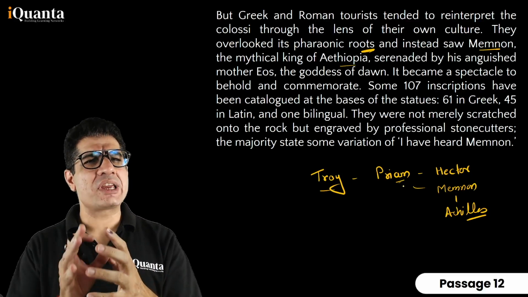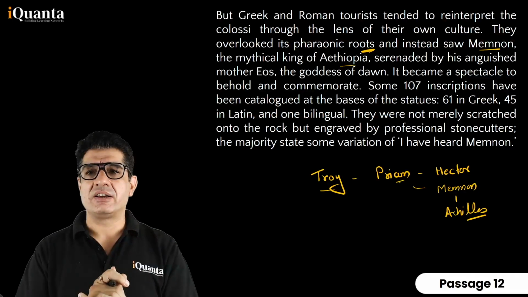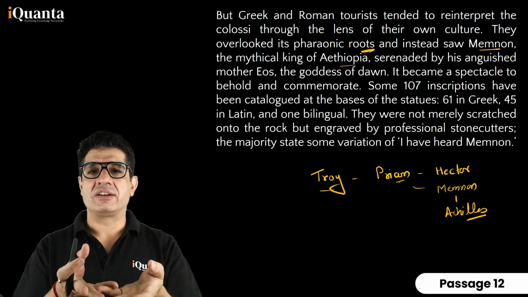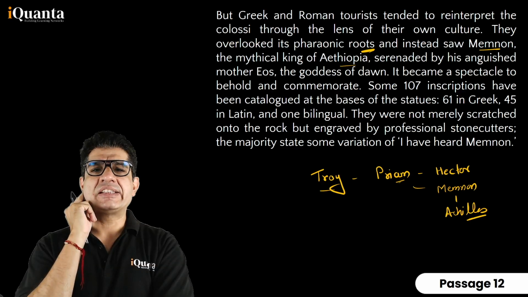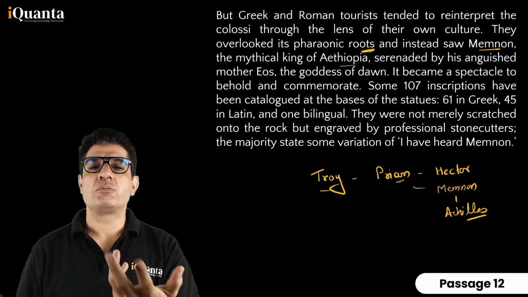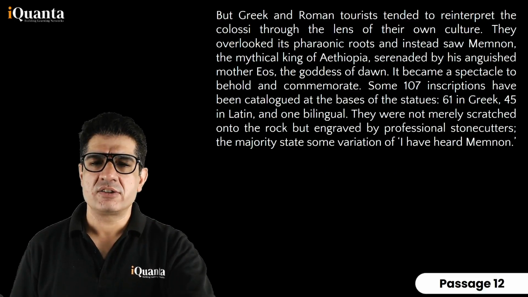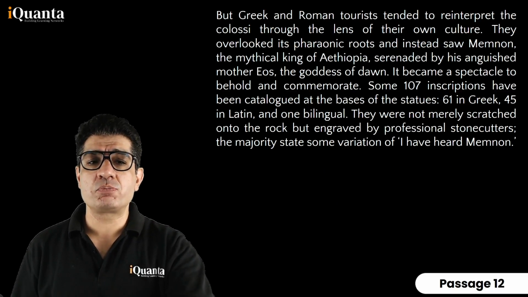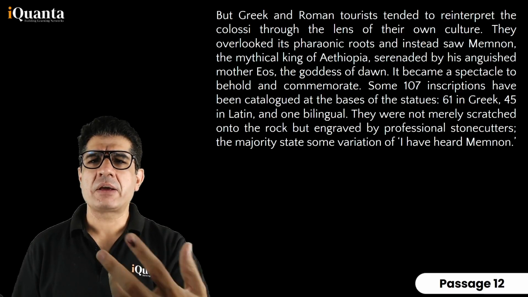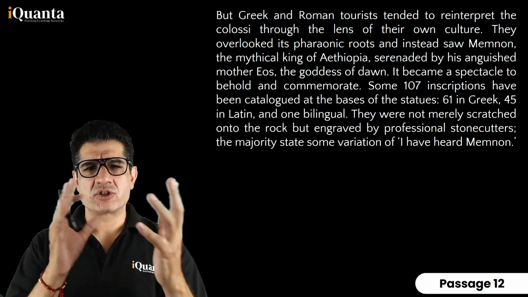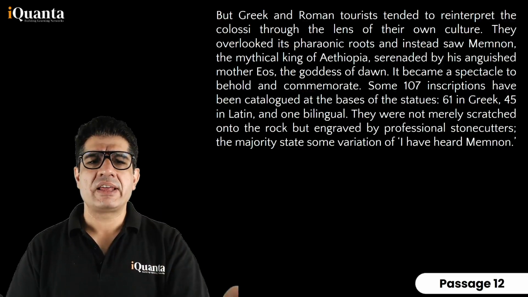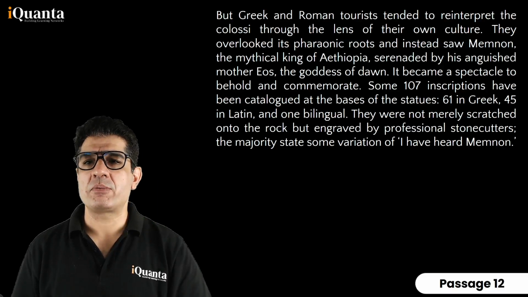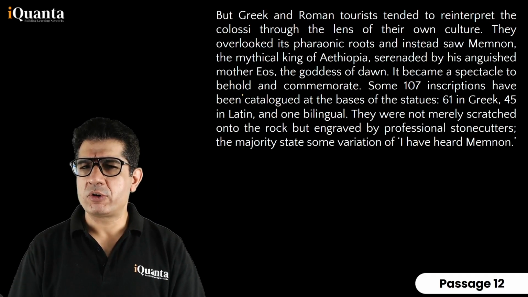So instead of looking at it from that Egyptian history angle, they inserted their own history in it. They looked at those statues and saw Memnon, the mythical king of Ethiopia, serenaded by his anguished mother Eos, the goddess of dawn. It became a spectacle to behold and commemorate. What exactly is a spectacle? A spectacle is something that is worthy of being watched, okay? And then commemorate, when you remember something officially and give respect to it, it's known as the act of commemoration. So it became a spectacle to behold, that is watch, and commemorate.